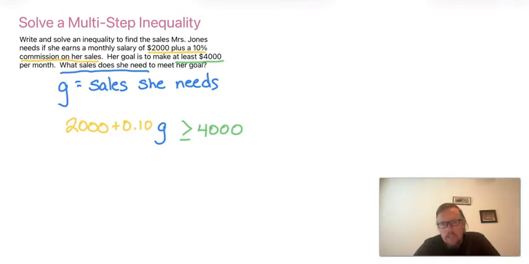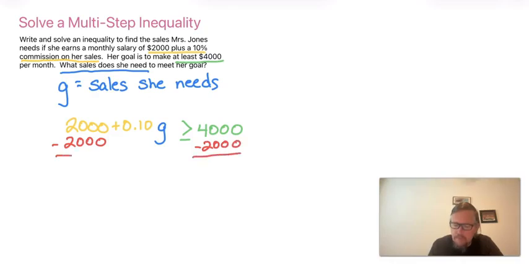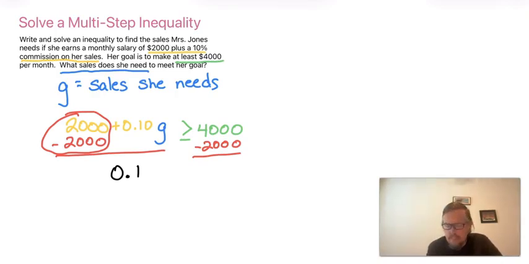Now, writing the inequality is the hard part. Once the inequality is written, we're home free. All we have to do is solve it. So let's go ahead and do that. We'll start off with the subtraction property. Subtract 2,000 on both sides using our subtraction property. And so our 2,000s here are going to cancel, leaving us with 0. And I'm just going to write 0.1. We don't need that 0 on the end. 0.1 G is greater than or equal to 4,000 minus 2,000, of course, is 2,000.